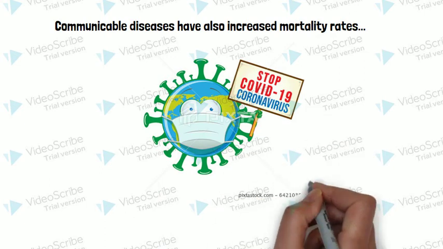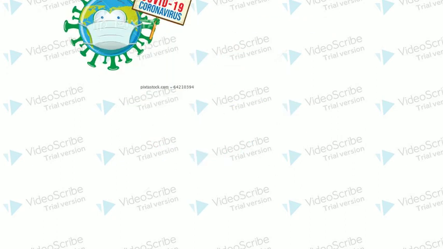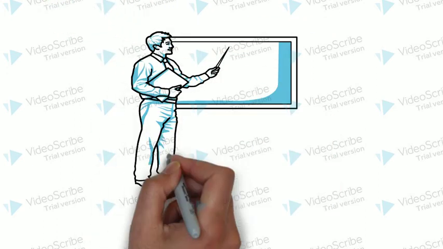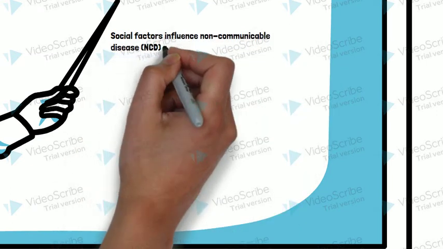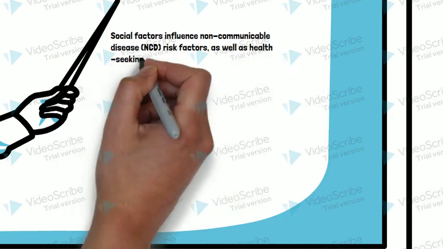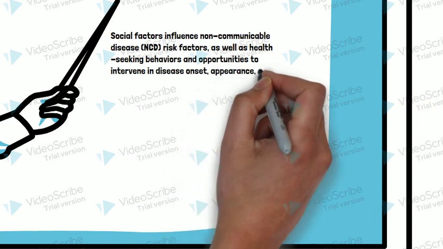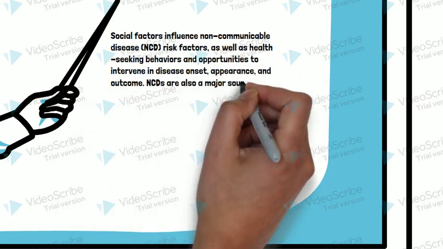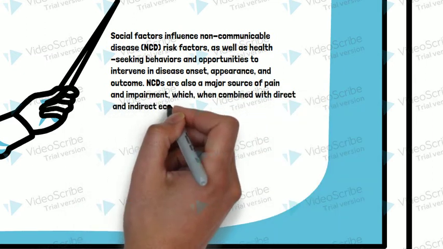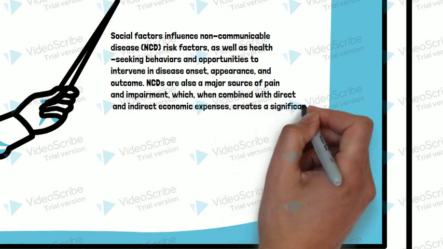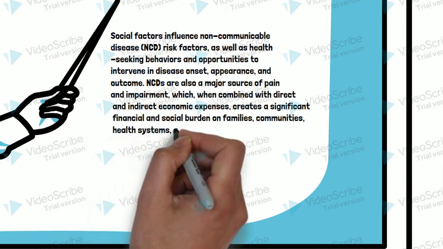Not only that, but communicable diseases have also increased mortality rates. One such disease being the COVID-19 virus that has taken a number of lives in the Caribbean since the year 2020. Some social factors that influence non-communicable diseases are risk factors as well as health-seeking behaviors and opportunities to intervene in disease onset, appearance, and outcome. NCDs are also major sources of pain and impairment, which when combined with direct and indirect economic expenses, creates a significant financial and social burden on families, communities, health systems, and at large the economy.